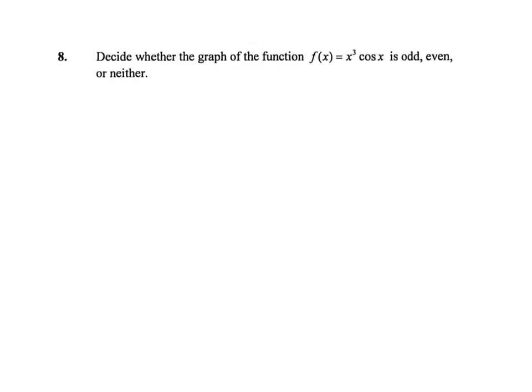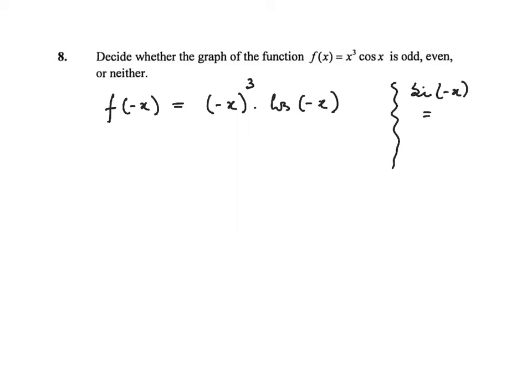So what we're going to do is to replace x with minus x and see what happens. So we have minus x to the power of 3 and then cos of minus x. Now it's useful to know that sine of minus x equals minus sine of x, and that sine is an odd function. Cos of minus x equals cos of x, and cos is an even function.